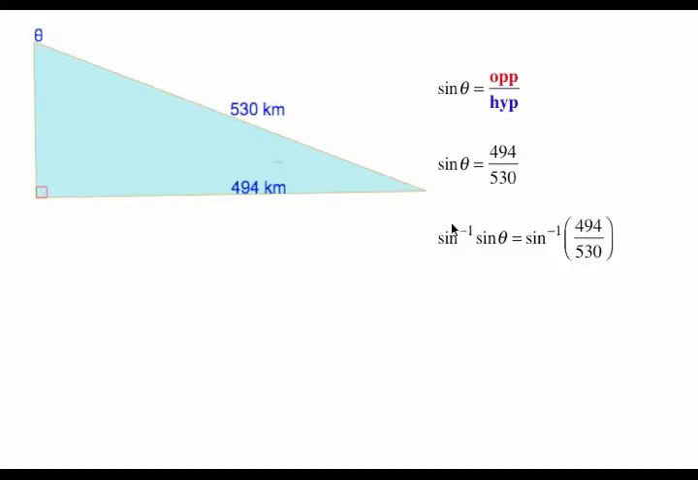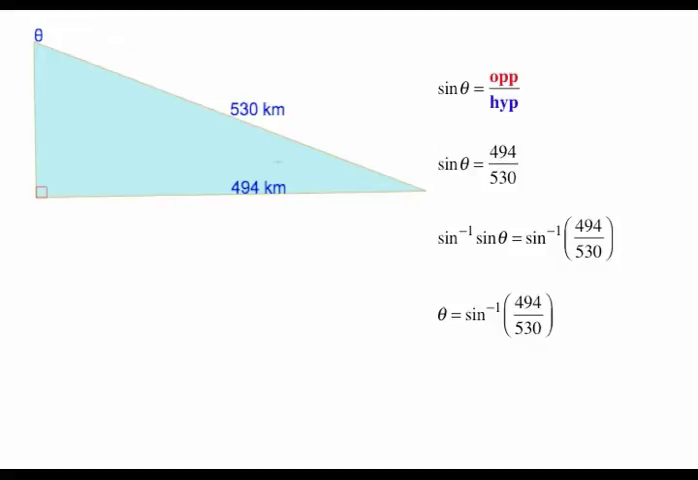But if you take the inverse sine of the left-hand side, you also have to take the inverse sine of the right-hand side. Okay, and it is a function, by the way, so we put this stuff in brackets. Right, so now these two cancel out and we're just left with theta. And on the right-hand side, we're stuck with the inverse sine of, in brackets, 494 over 530.